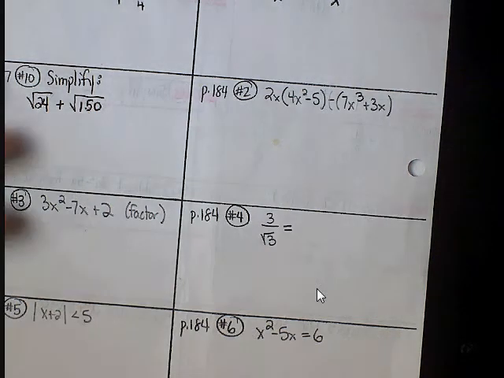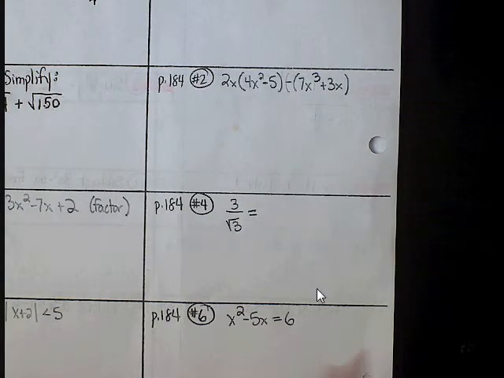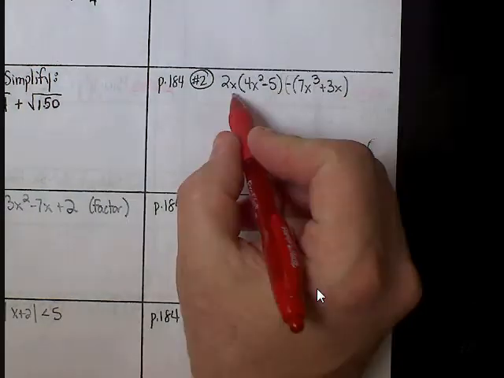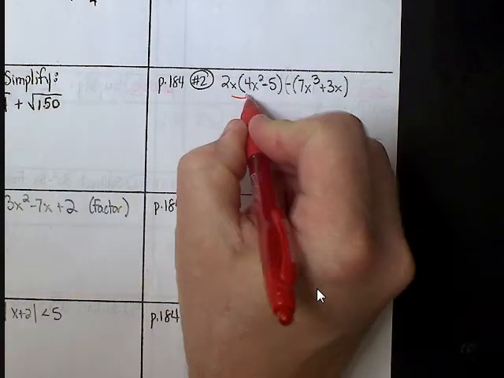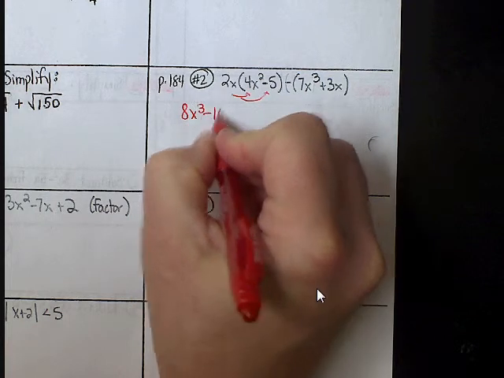Alright, we're going to start our review on page 184, number 2. Number 2, it just wanted you to simplify. So the first thing we're going to do is take this 2x and distribute it through. That's going to give us an 8x cubed minus 10x.